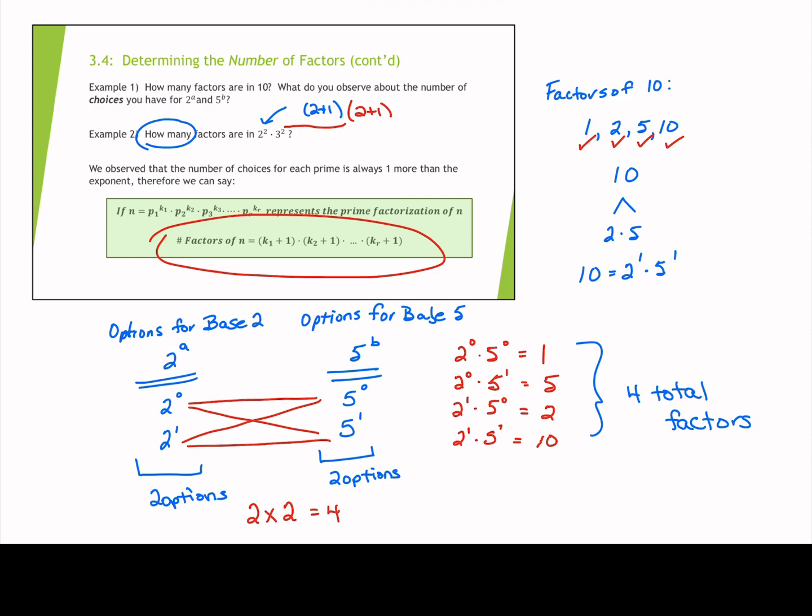That exhausts all of our options for primes. So here if I have 2 plus 1 multiplied by another 2 plus 1, that really is 3 times 3. Or in this case, 9 factors for 2 squared times 3 squared, or 36. So if I wanted to find or list all of the factors, I would know that there should be 9 when we're all done.